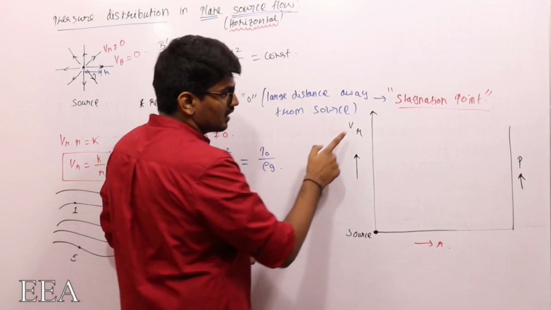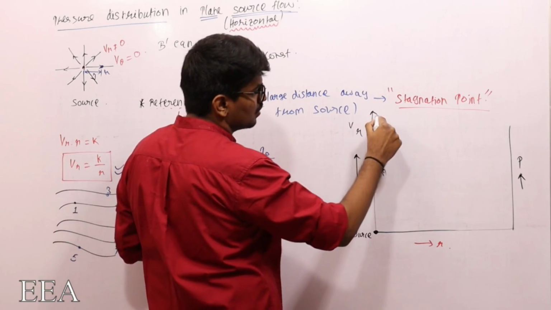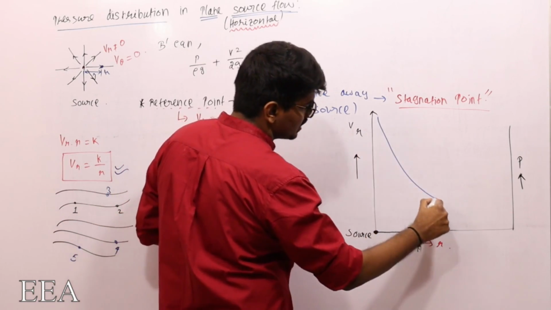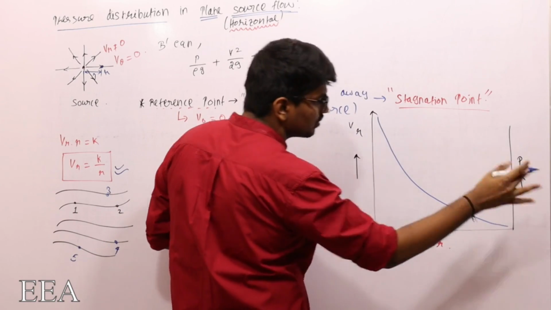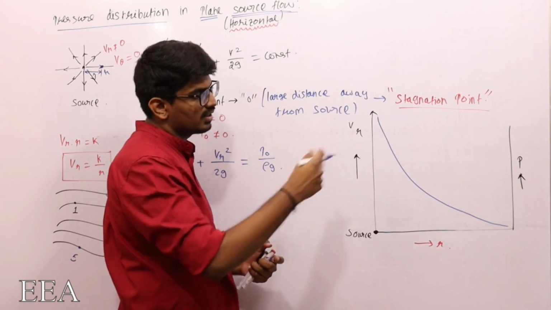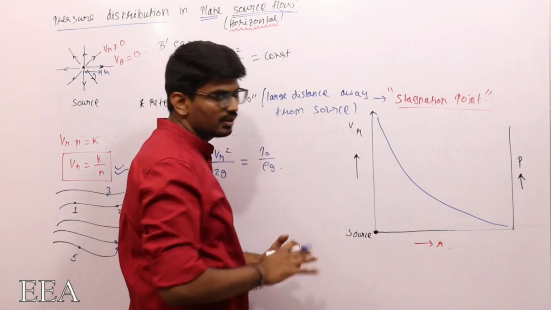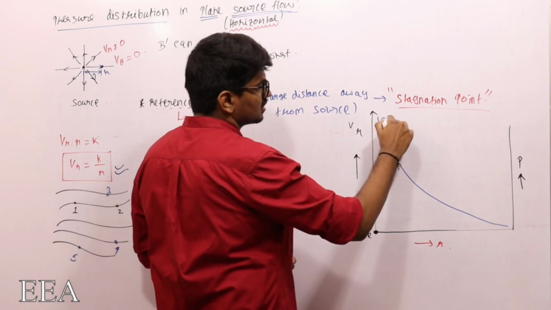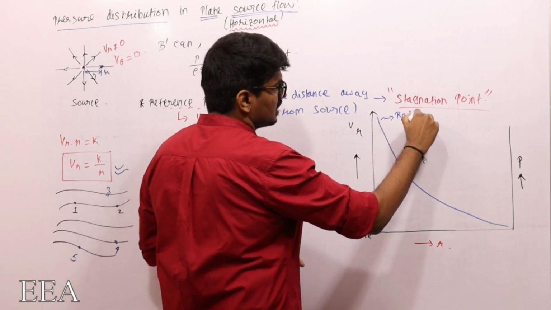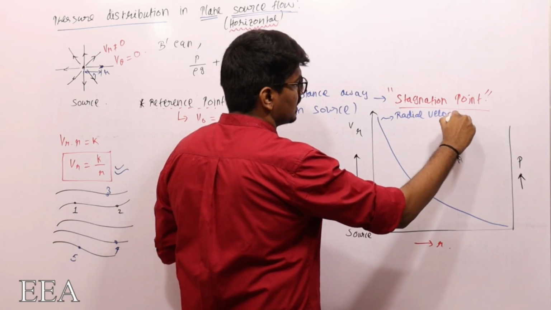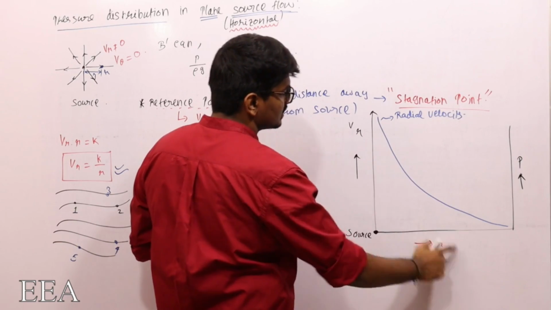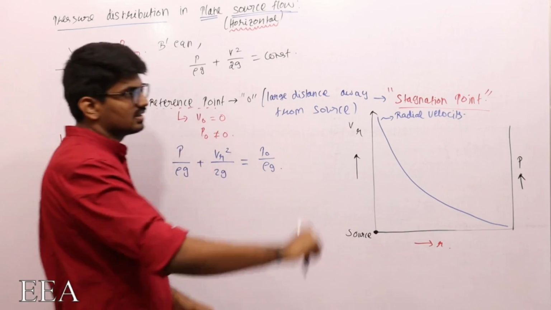So if I plot the radial velocity, let me plot it in blue color, it's going to decrease. At some point it will become zero, that is, it will keep on going, and at some point it will become zero. So this is radial velocity. As r increases, radial velocity is decreasing.